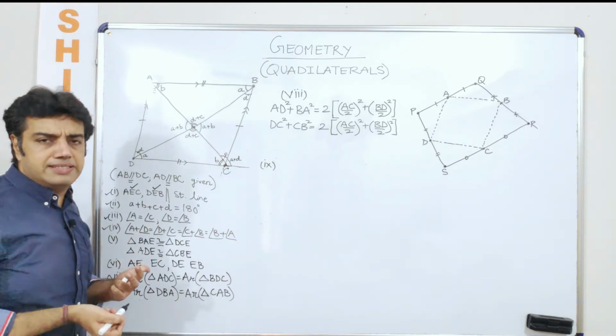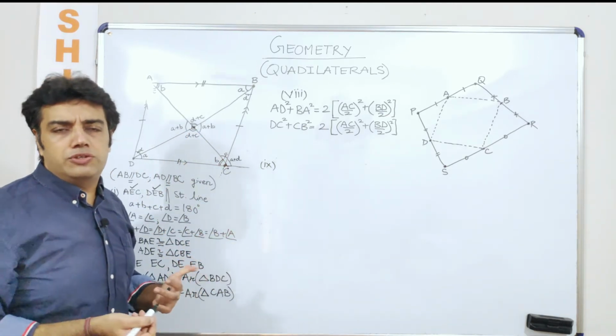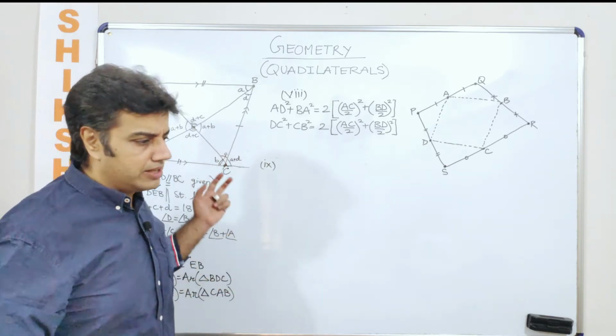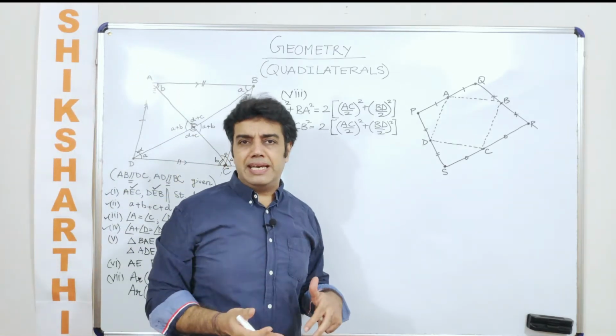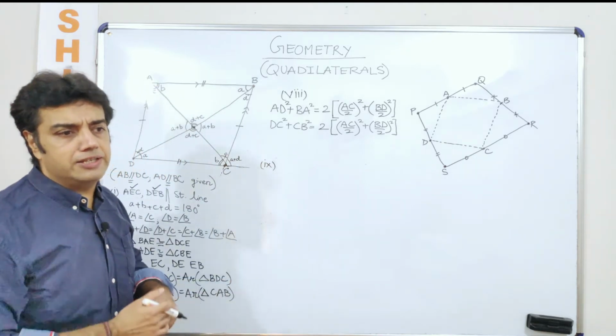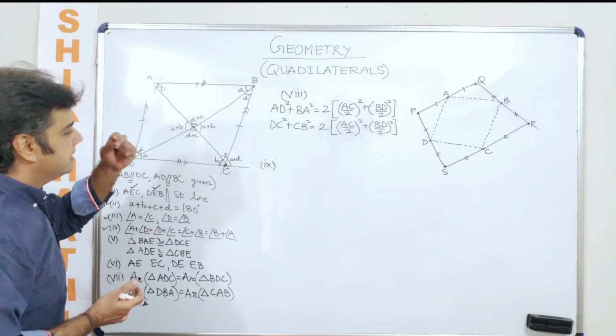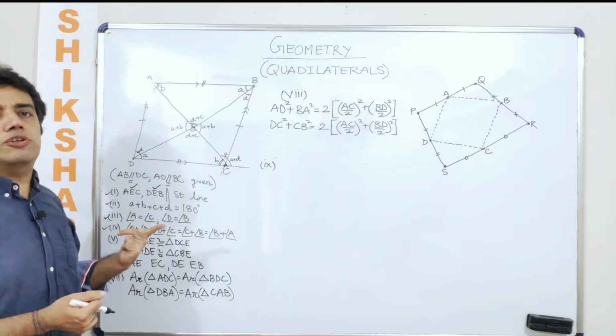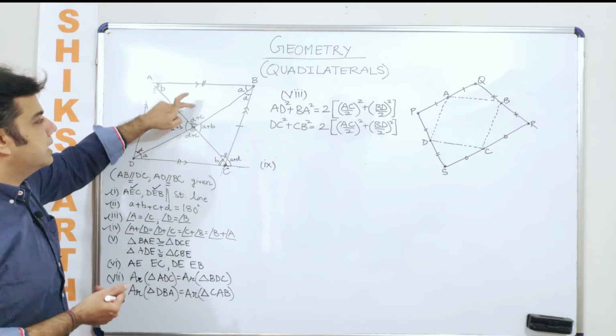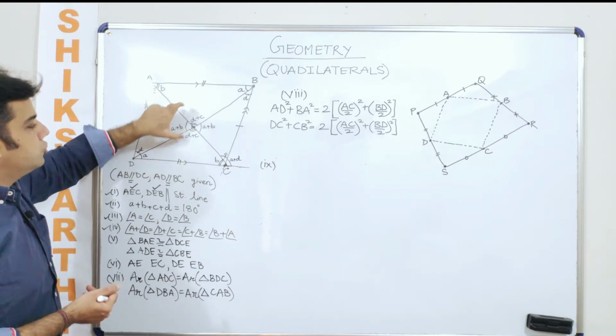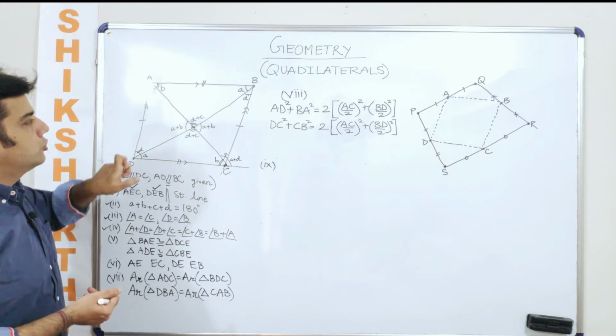I can use SAS, I can use whatever. I can use ASA, which I've already used. I can use SSS, I can use AAS, I can use RHS. Now RHS here is out of place, but the remaining I can always use. So once I know that these two triangles are congruent, the ratio of their sides should also be equal to 1.